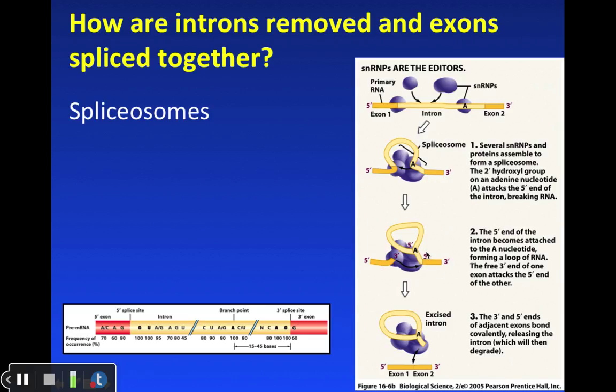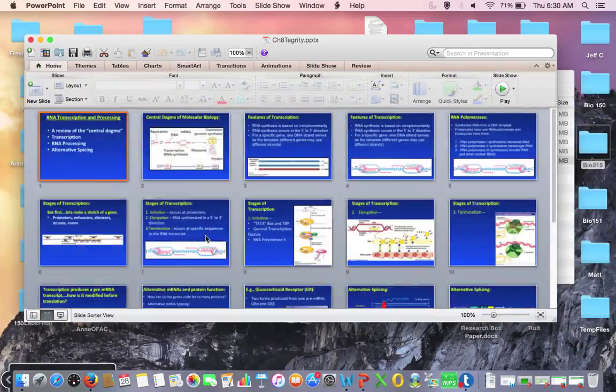So it then removes that whole intron, links the one side around to the A site, to the branch site, removes the intron, and then links together the exons. So essentially that's the role that spliceosomes play in this whole process. And at that point, that concludes our discussion of RNA transcription and processing.